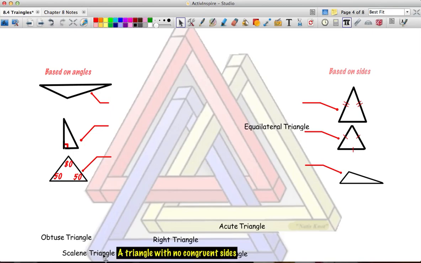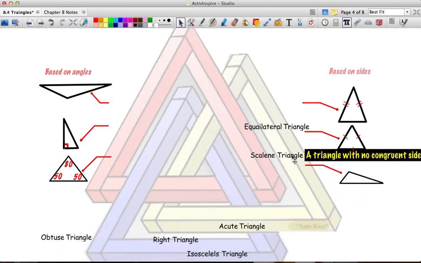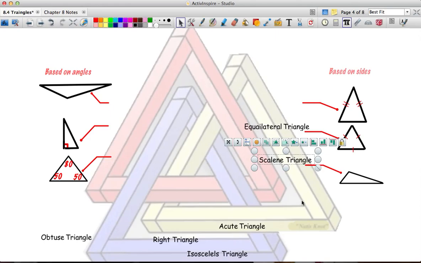A scalene triangle is a triangle with no congruent sides. Because it has no congruent sides, it also has no congruent angles. So if I look at my triangles, and notice it says a triangle with no congruent sides, that means this is a classification based on sides. And this triangle here has no congruent sides, so we call it a scalene triangle.